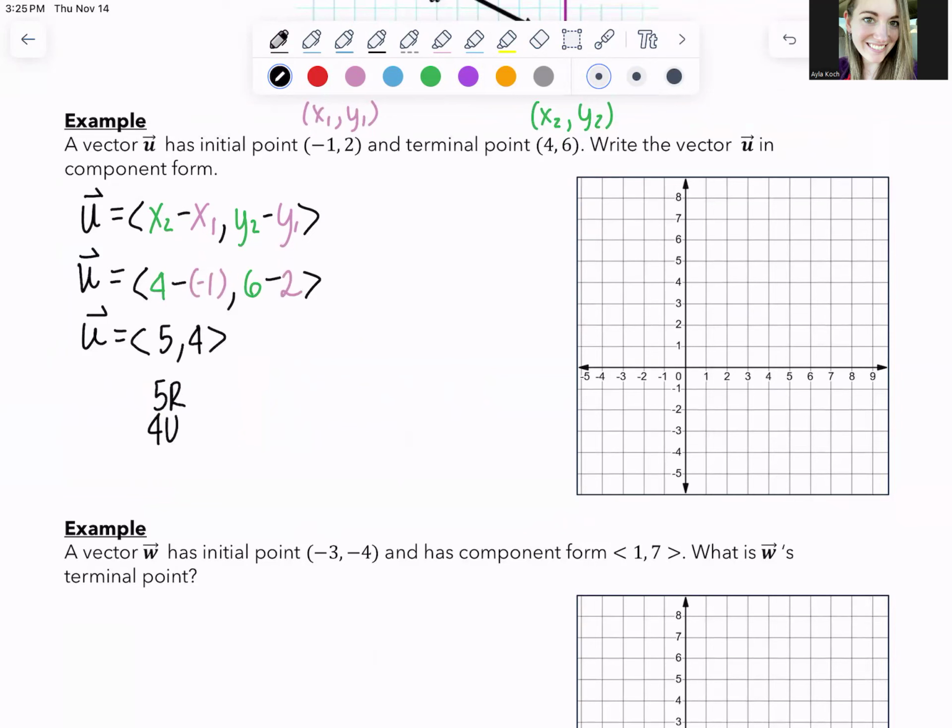And let's see if it is. So I'm going to plot the point negative 1, 2. That's right here. And then I'm going to plot the point 4, 6. So over 4, up 6. Initial point to the terminal point, this guy here. So let's see, is it 5 to the right? 1, 2, 3, 4, 5 to the right. 1, 2, 3, 4 up. Perfect. So that means we can feel real good about this answer here.